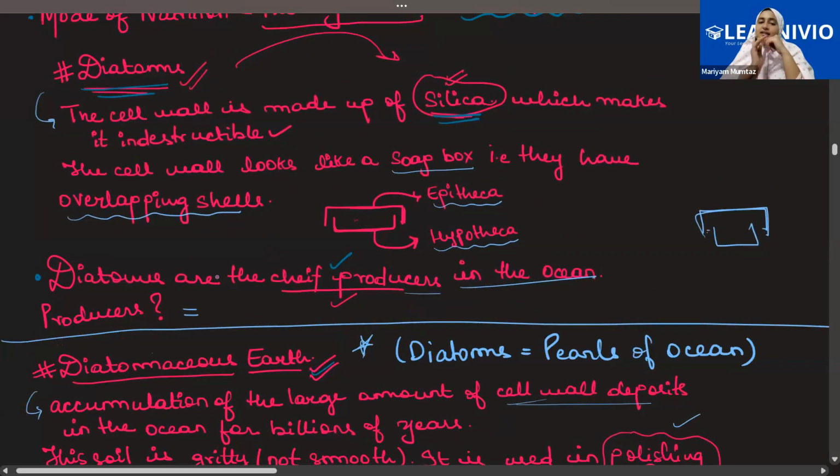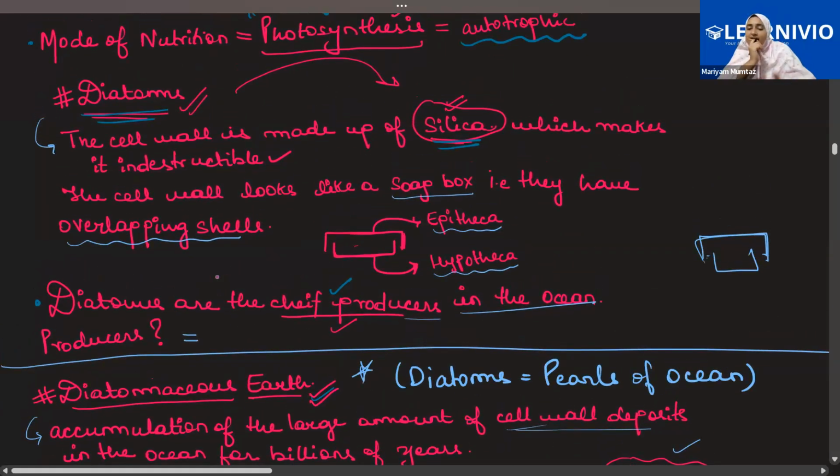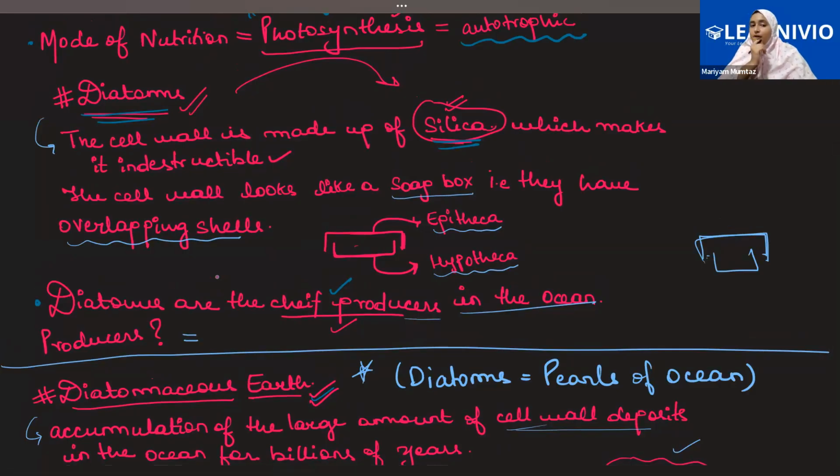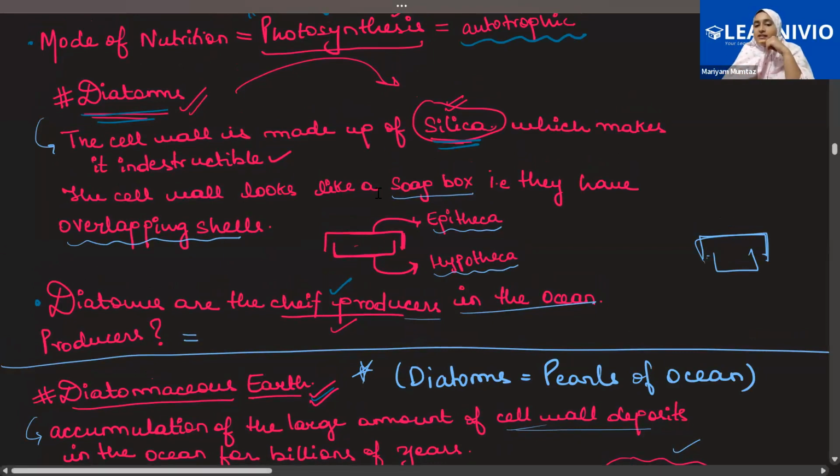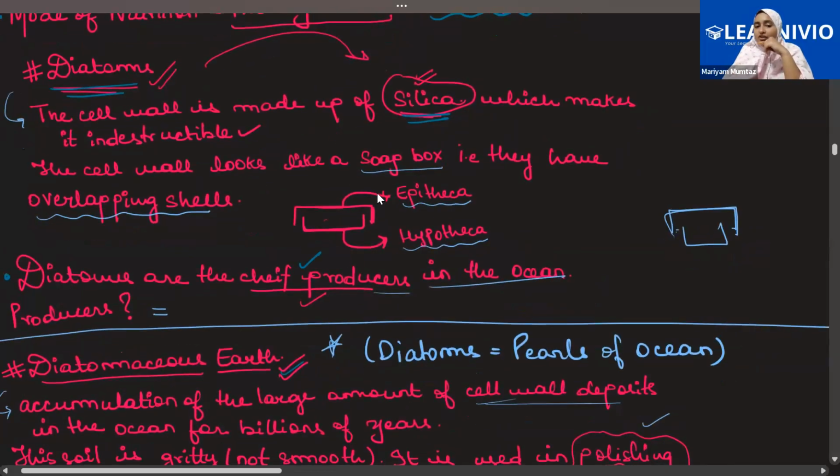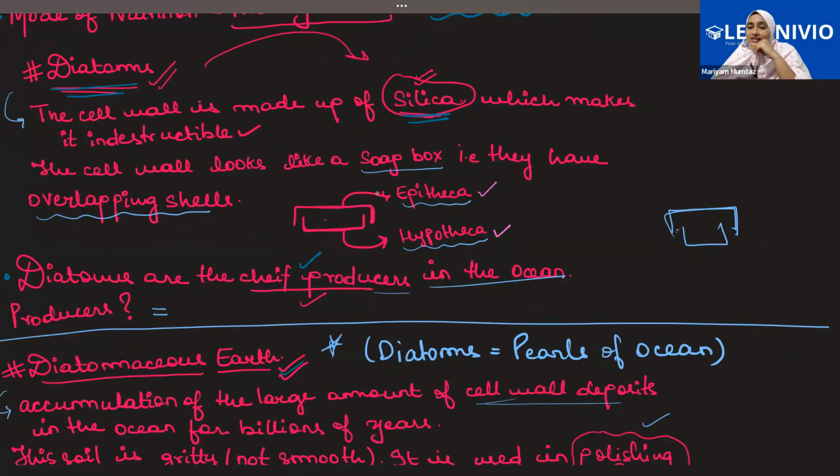The diatoms are unique in terms of having a cell wall which is made up of silica, which is one of the hardest substances that is present, and it is indestructible. Indestructible means it cannot be easily destroyed. The cell wall looks like a soap box, meaning they have overlapping shells. One is the upper and one is the lower. The upper one is known as epitheca and the lower one is called hypotheca. Now, diatoms are the chief producers in the ocean, meaning they are the ones that synthesize the organic matter, or they are the ones that do photosynthesis in the aquatic system.